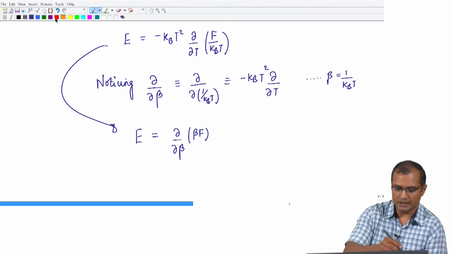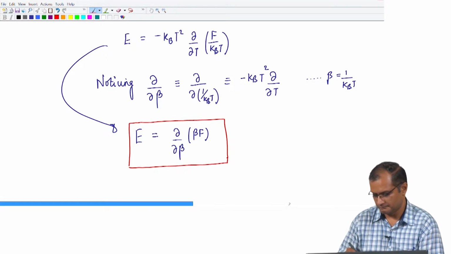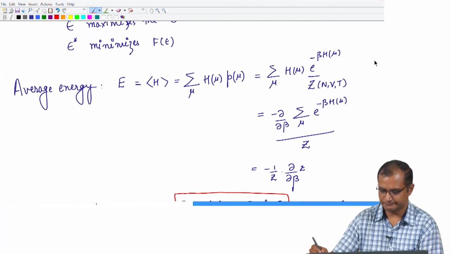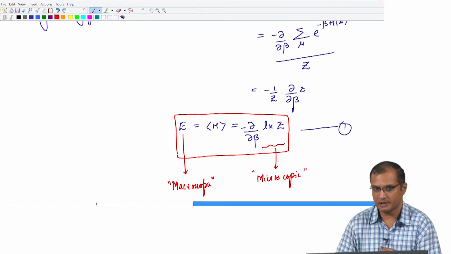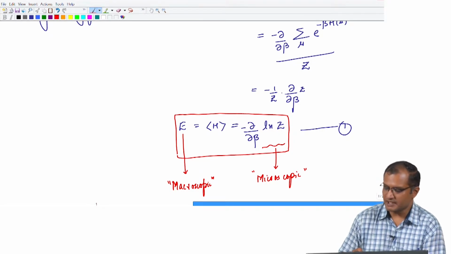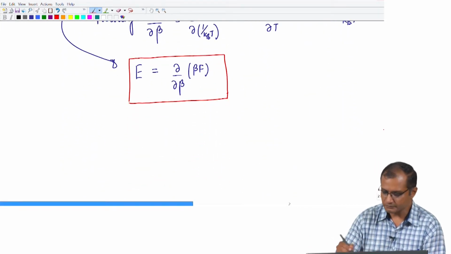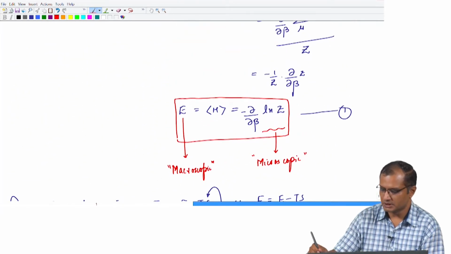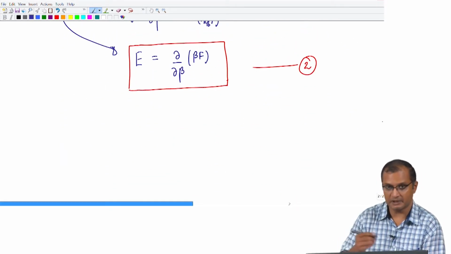Now, you can compare this with what I have written here, equation 1. This is also a relationship between energy and ln z. So, if I compare the right hand side here, minus d by d beta of ln z, with the right hand side here, d by d beta of beta F, I am calling this equation 2, and just comparing 2 with 1 you can get one more bridge between statistical mechanics and thermodynamics.